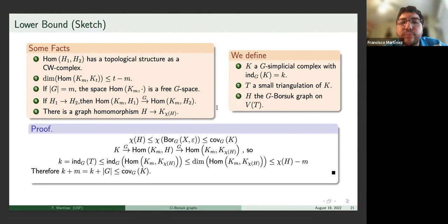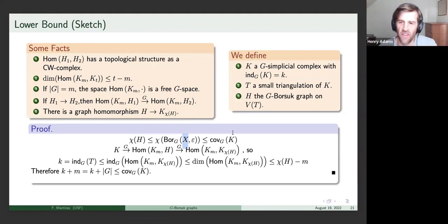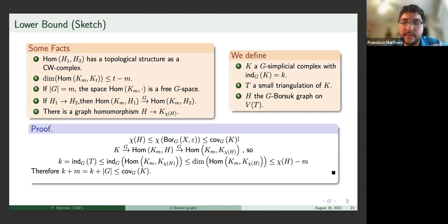I think the problem here is that I'm not seeing what X is. So X is the vertices of T, and actually this is an equality. The chromatic number of the Borsuk graph H is the chromatic number of Borsuk G. Right, so that's just the definition of H then, I guess. That's just the definition, yeah. Okay, I'm with you. Thanks. Sorry. No worries at all.